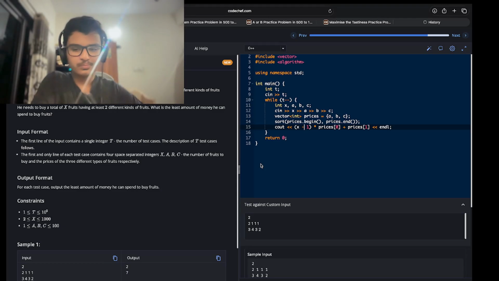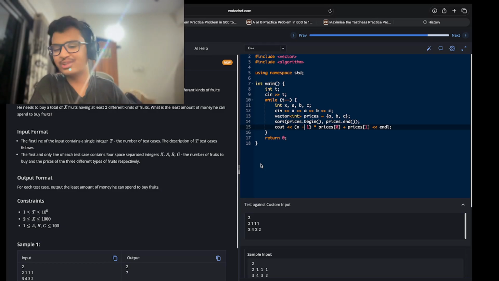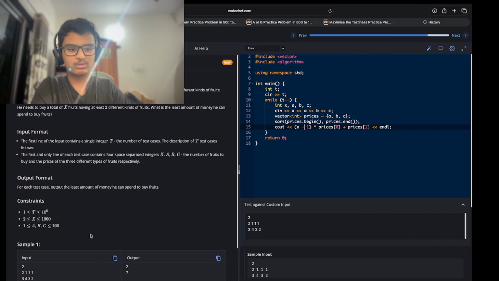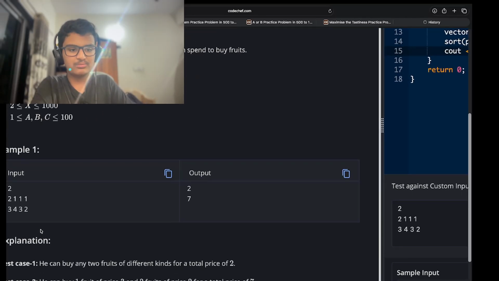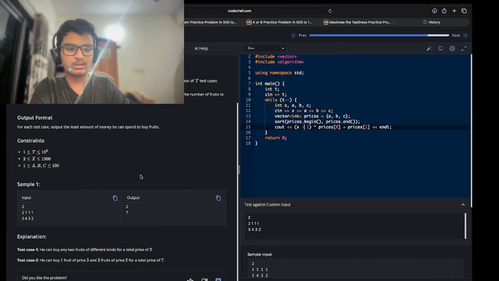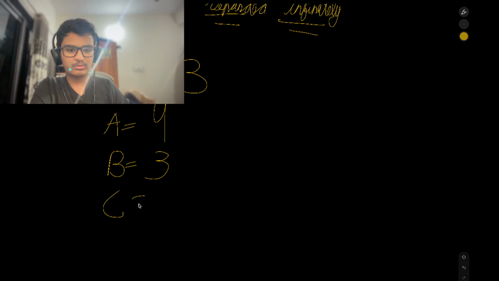Now what does that mean? That means that the lowest price will first be multiplied by x minus 1. So let's suppose we need to get 3 fruits. So our x is equal to 3, right? And fruit A costs 4 rupees, like 4 whatever currency, and fruit B costs 3 rupees and fruit C costs 2 rupees. Now what did our loop do? It arranged this into ascending order.